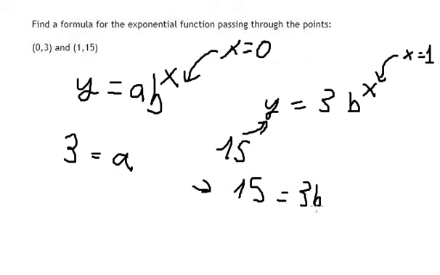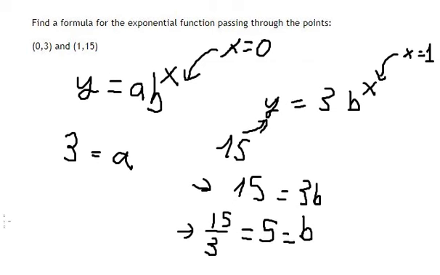To find the value of b, we divide both sides by number 3. And we got number 5. So the final answer of the question is y equals 3 multiplied by 5 to the power of x.